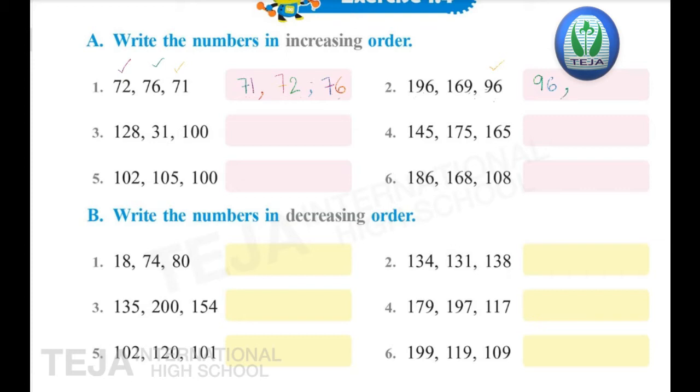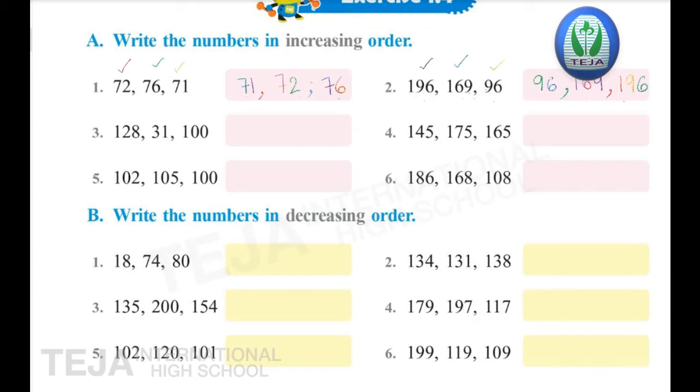Next, the remaining 2 numbers are 196, 169. So which one is smaller here? 96 or 69? The answer is 169. Next smallest number is 169. Now the last number is 196. So we'll write 196 here in the box. Now the answer is 96, 169, 196. This is the increasing order.